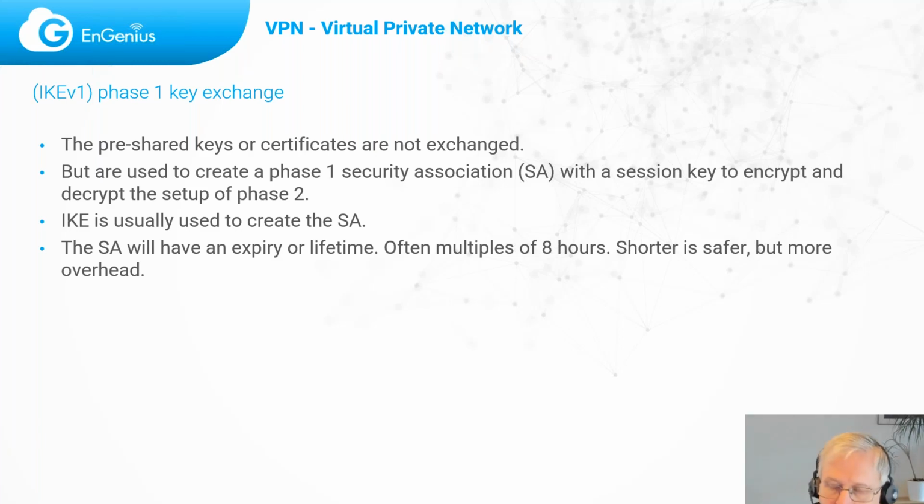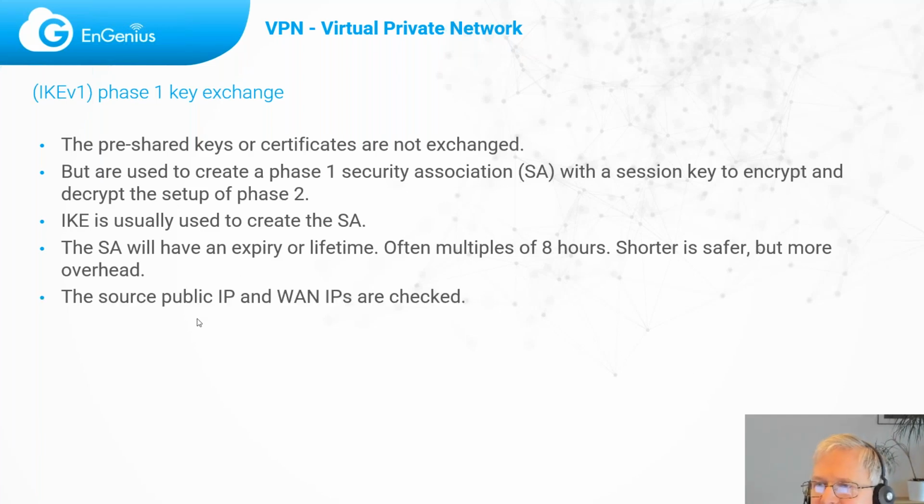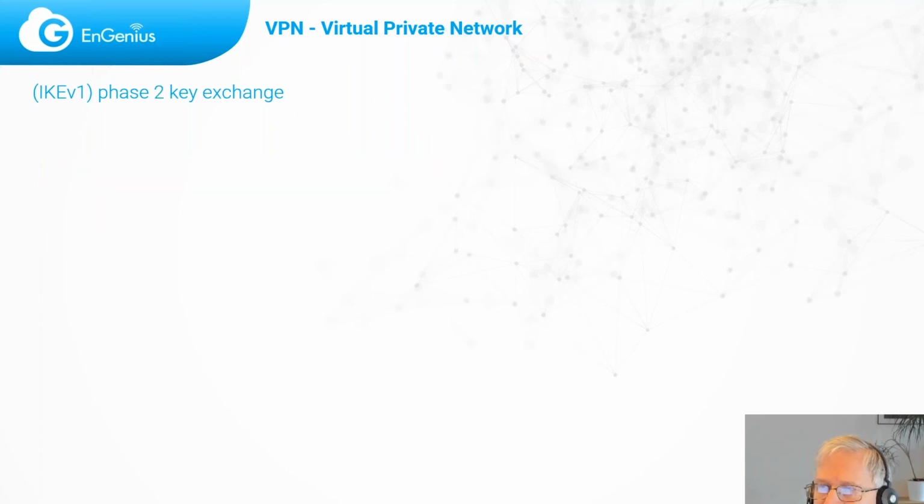Again, shorter is safer because if people have more data, there's more chance that they can decrypt it. And also, if they take 8 hours to decrypt something, and you already changed your key, they can only look at your old stuff. In some situations, that might be interesting, just to keep it secret long enough. So in any case, source and public IP addresses are checked. The protocols are checked.